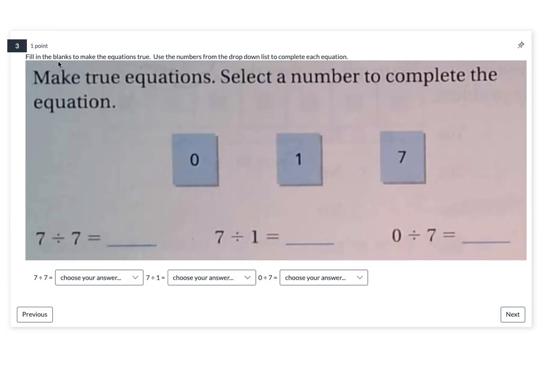Question 3, fill in the blanks to make the equations true. Use the numbers from the drop-down list to complete each equation. So 7 divided by 7, you can see it up here in the picture from your book, and you're going to have these 3 numbers in your drop-down choices. So 7 divided by 7 equals, you'll choose your answer. 7 divided by 1 equals, choose your answer. And 0 divided by 7 equals, choose your answer. Then click next.